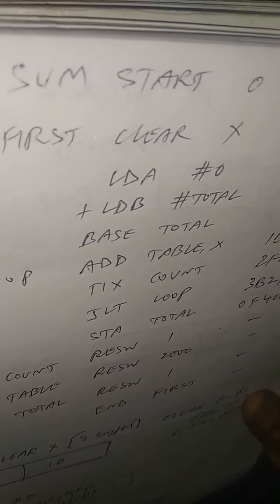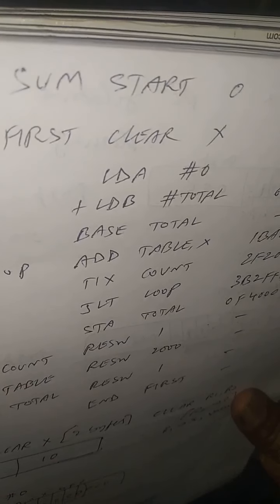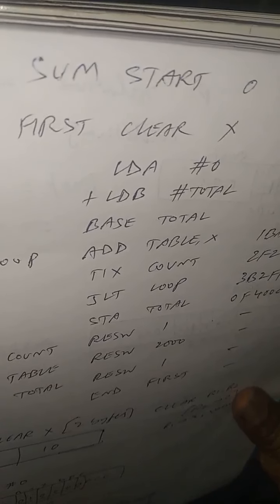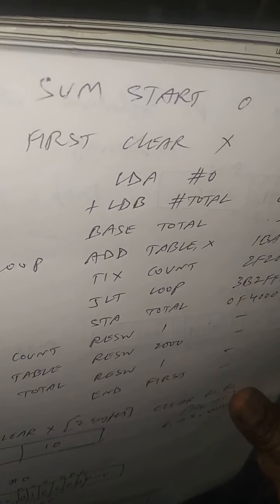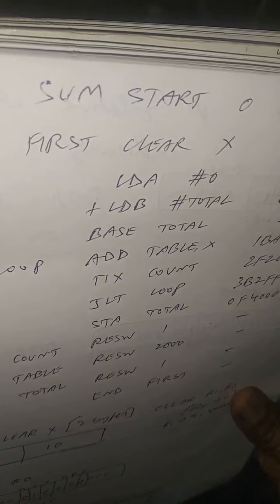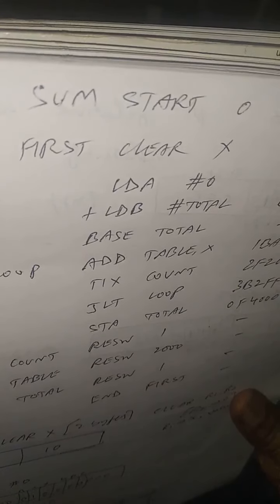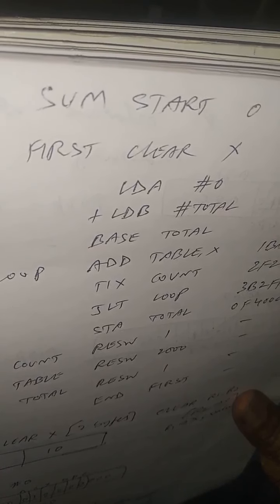My name is Girish. Today we will see how to generate the object code for a given piece of program. We will look at a program which was asked in an earlier VTU paper. It begins like SUM START 0. SUM is the label, START is the assembler directive, and 0 means the starting address of the program, where it should begin.